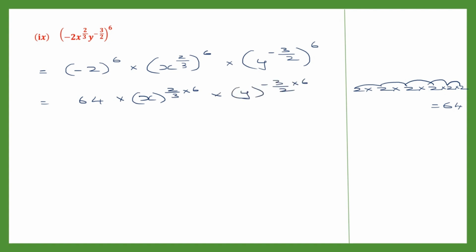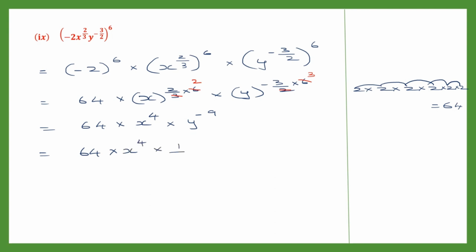So this is 64 into x to the power of, now here you can cancel, 3 ones are 3, 3 twos are 6. So when you multiply the powers, 2 into 2 is 4. X to the power of 4 into y to the power of, cancel here again, 2 ones are 2, 2 threes are 6. So this is y to the power of minus 9. So this is 64 into x to the power of 4 into, now y to the power of minus 9.